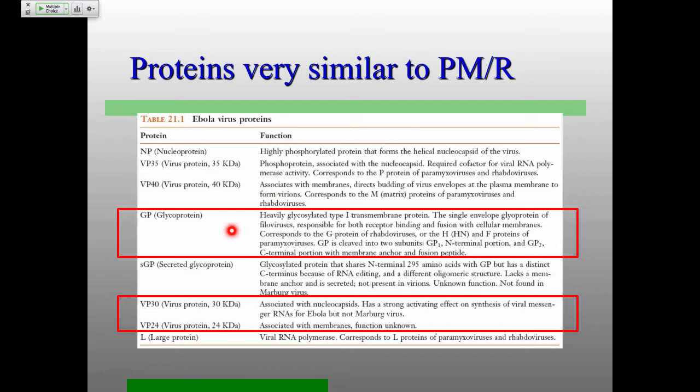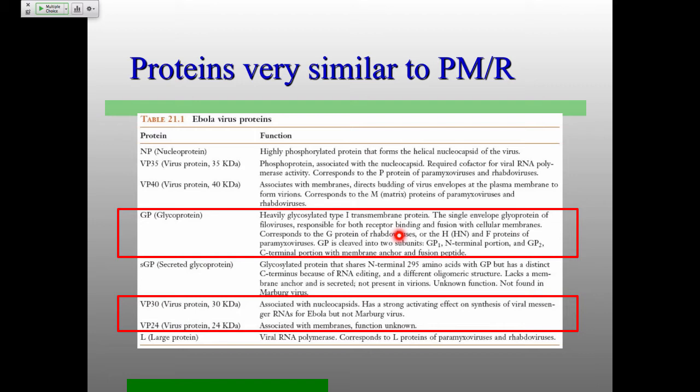I would say much more the VP30 rather than the VP24, and the glycoprotein. GP, glycoprotein. Anytime you see glycoprotein, again, looking at any of these viruses, that's what's going to be in the envelope, sticking on the outside. That's what's going to be normally interacting with receptors, escaping from the immune system, etc. This is type 1 transmembrane protein. That means it's got one transmembrane helix.